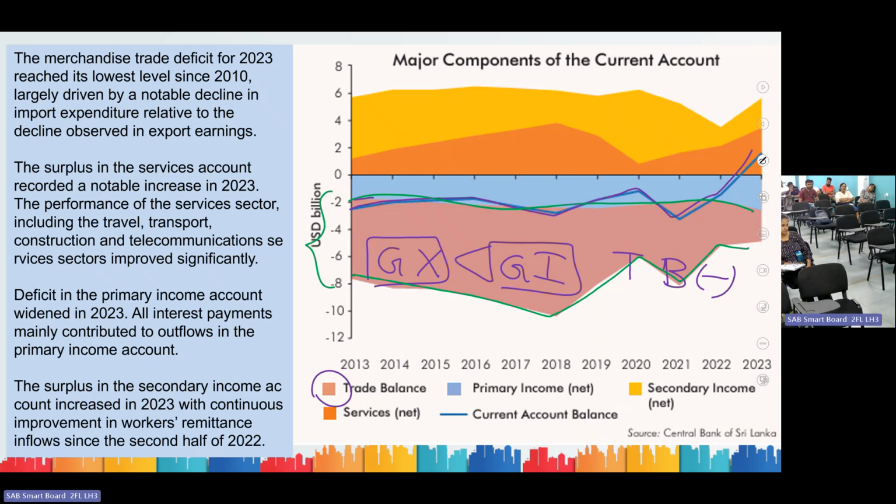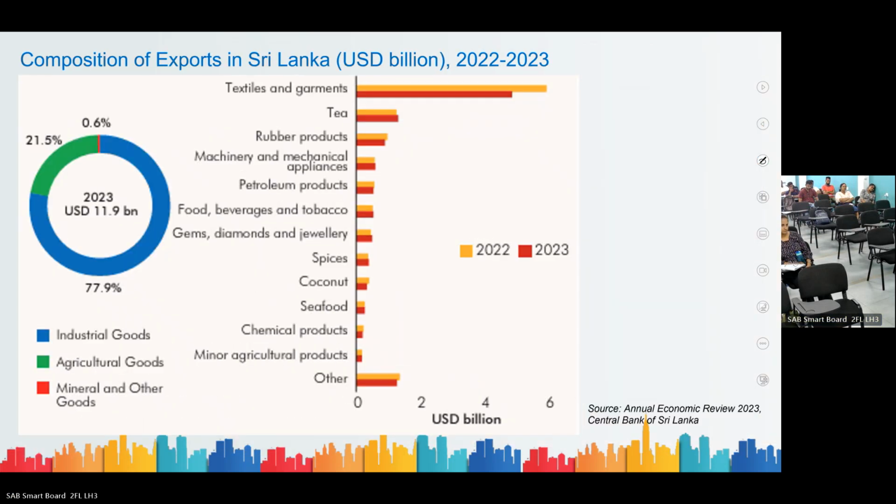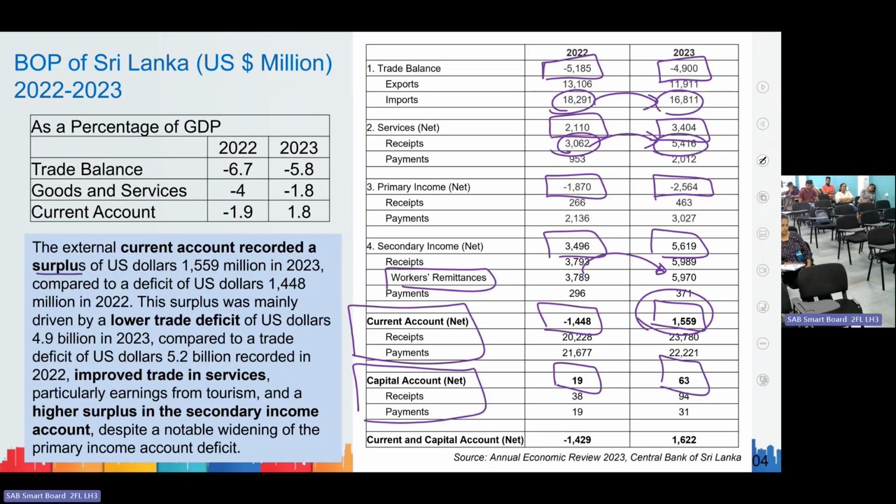But the deficit has shrunk. The deficit has shrunk in 2023. That is also one reason for this current account surplus. A lower trade deficit is one factor behind this surplus in the current account.